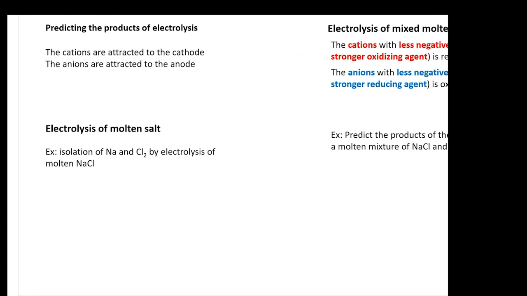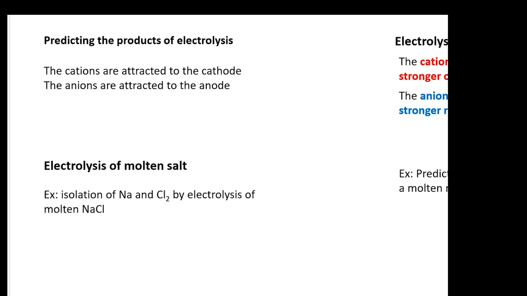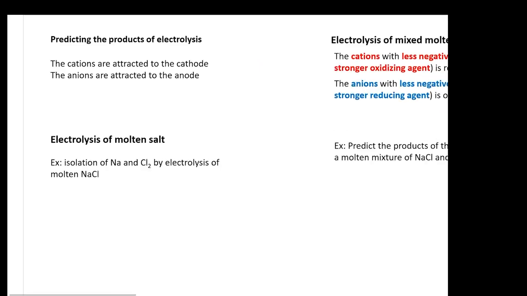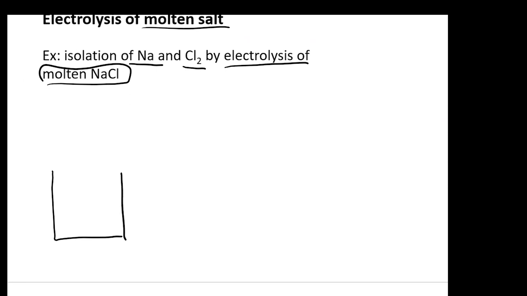One type of question you're going to get asked a lot is to predict the product of electrolysis. The rule of thumb is that the cation always goes to the cathode, and the anion goes to the anode. The first type of solution is the molten salt. For example, if you're trying to isolate sodium and Cl2 by doing electrolysis of molten NaCl, we are going to have an electrolysis cell.